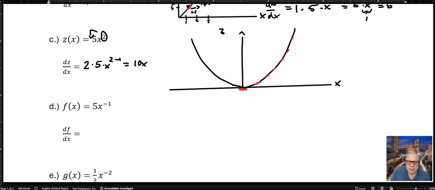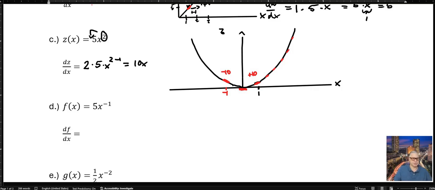So that would mean, for example, the slope at the value of 1 would be here, that slope. So that slope here at the value of 1 would correspond to a slope of positive 10. Likewise, at negative 1, here, you see the slope goes down, it would be negative 10.